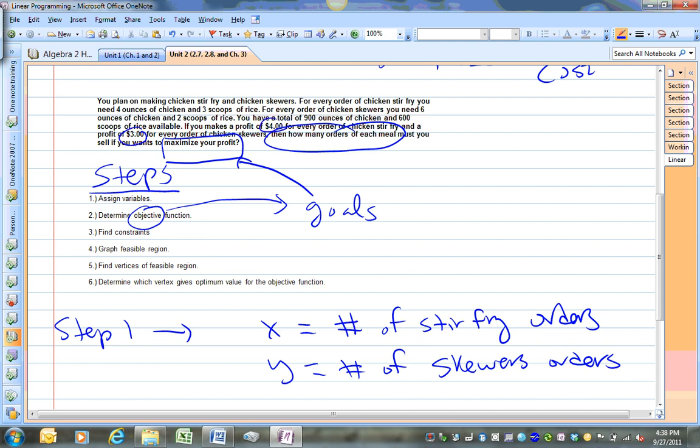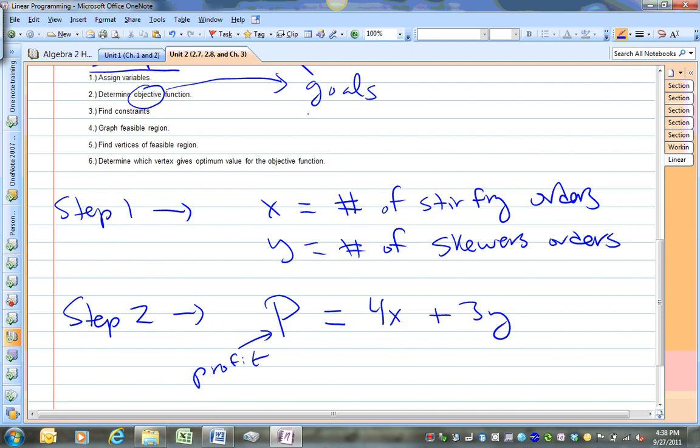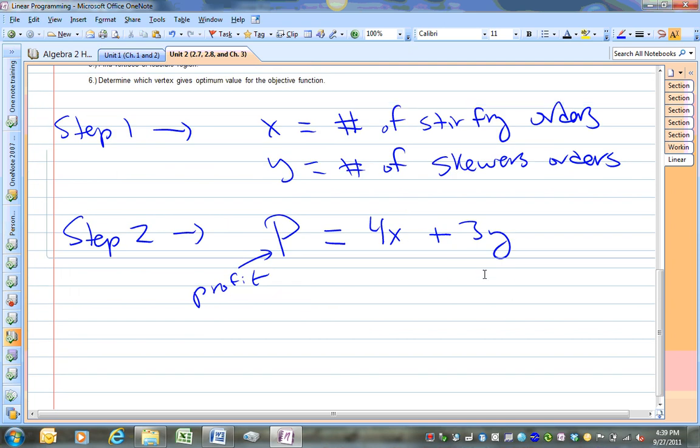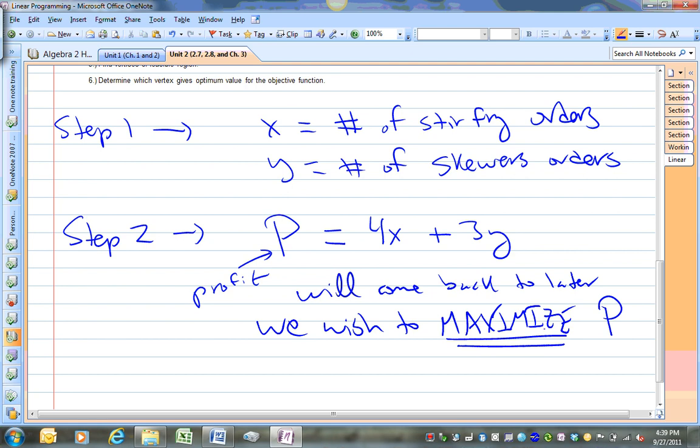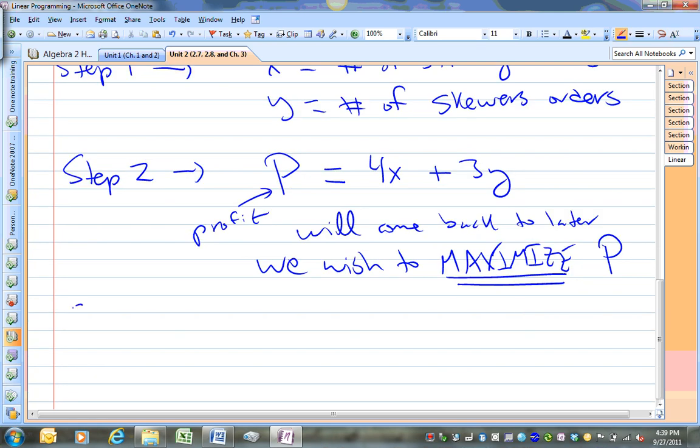Again, the profit for stir fry was $4. The profit for skewers is $3. Let's say I sell 50 orders of skewers. Then, of course, it's 3 times 50. So this is going to be our objective function, which we'll come back to later. And remember, we wish to maximize P, the profit.